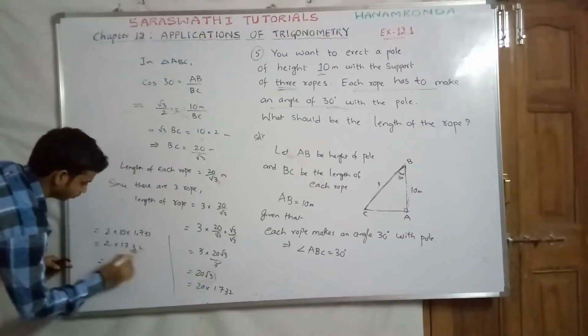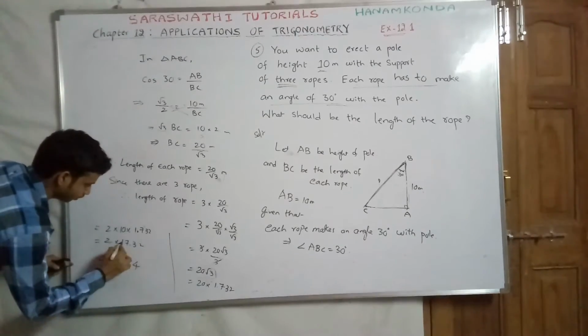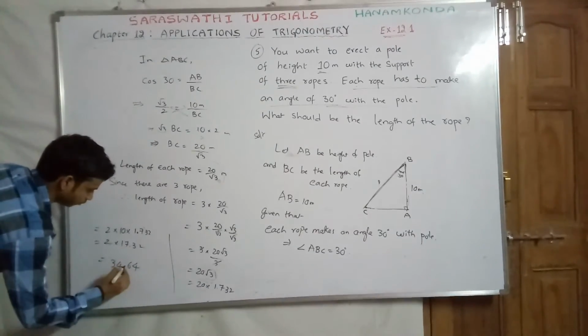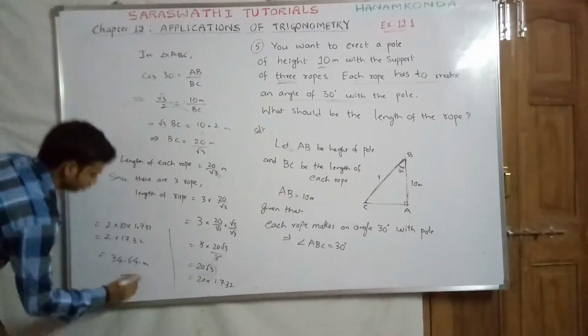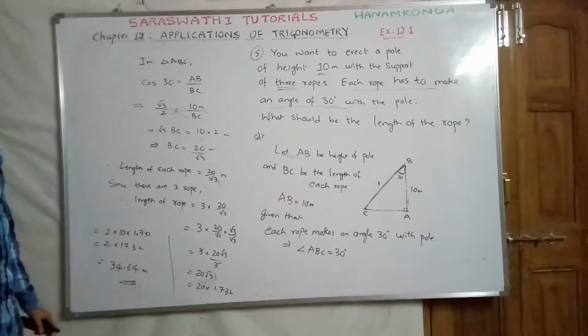So 2 twos are 4, 2 threes are 6, 2 sevens are 14, 4, and 1 into 2 is 2, plus 1 is 3. So 34.64 meters. So this is the length of the rope. So this is the answer. We shall discuss the next question.